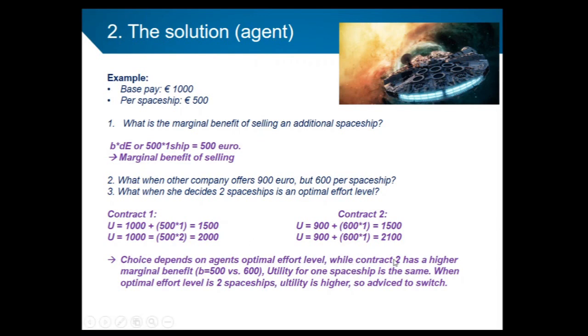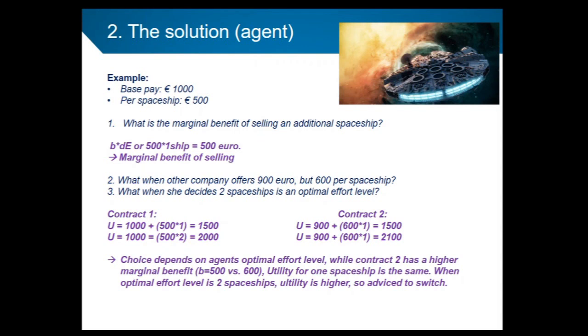So while contract 2 has a higher marginal benefit, they give her 600 per spaceship instead of 500, the utility for one spaceship is the same. But at the optimal effort level for two spaceships, the utility is higher, because here she would gain 100 euros more, so here she is advised to switch.